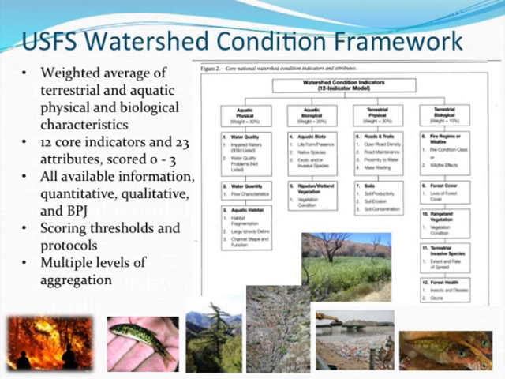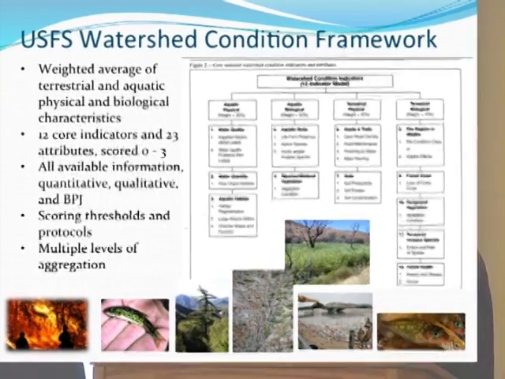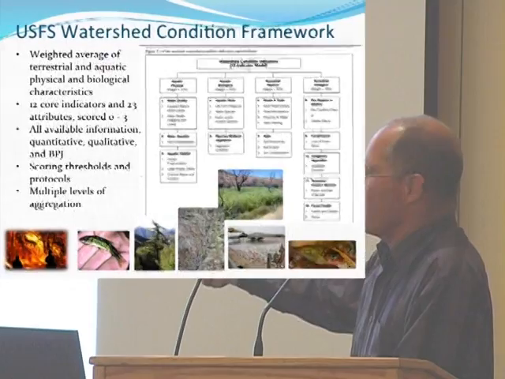including best professional judgment, and they score each hydrologic unit on a 0 to 3 scale for these 12 core indicators and all the 23 attributes. So you see, under water quality, there's 303 delistings and water quality problems that are not listed.